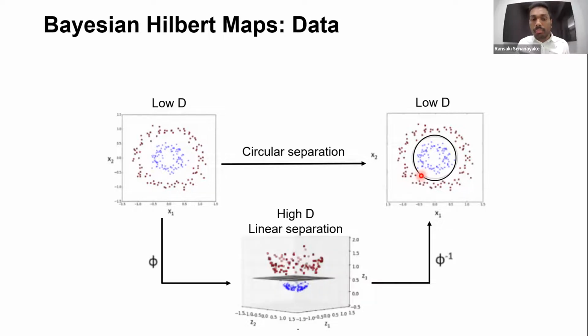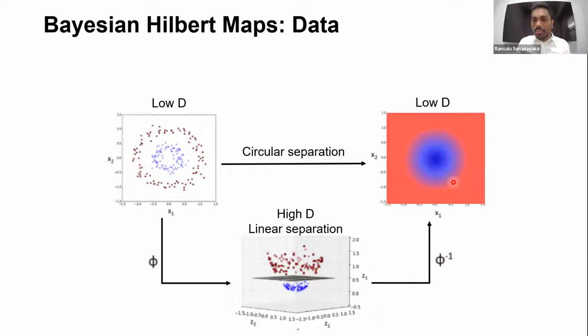What we can do is project our data into a high dimensional space. In this simple example, 2D to 3D. In that space, we have linear separation. Once we do that separation, we can come back to our original space. Once we have this kind of functional mapping, we can query at any resolution and we can create this kind of surface. It's not a surface actually, in this case, it's a map.